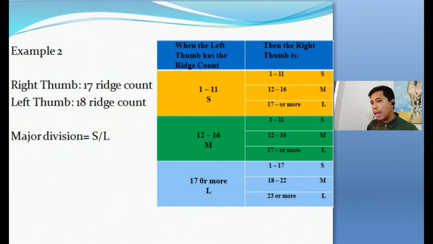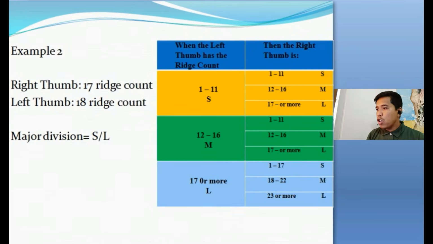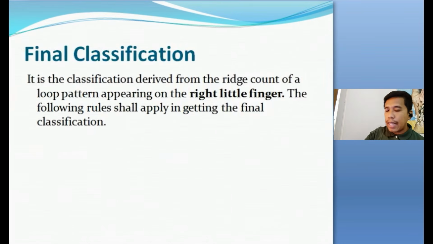Because the left thumb below is a mid pattern, which is a whorl, or mid in tracing. In the same manner, if our left thumb is plain arch or tented arch, we do not have ridge count or ridge trace on tented and plain arch. So if the right thumb has 17 ridge count and the left thumb is plain arch, then your major division is only L. There is no denominator. Why no denominator? Because plain arch and tented arch cannot be traced or counted. So letter L only. Okay? I hope you understand.